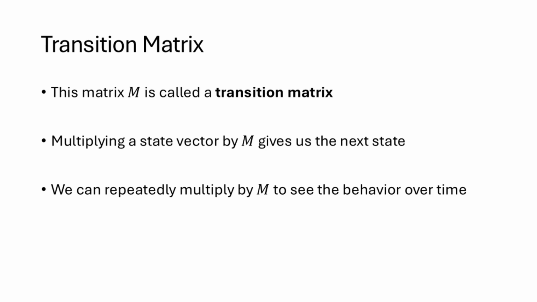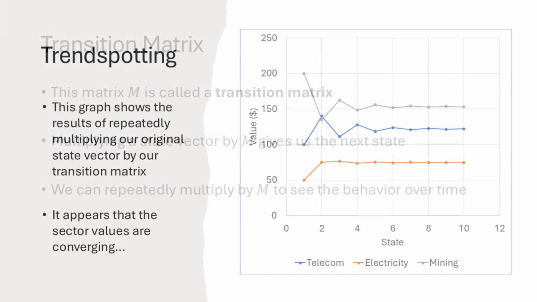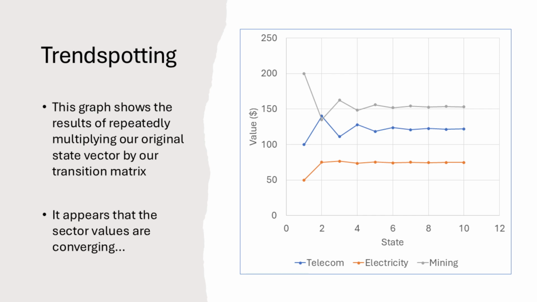We can multiply M by our vector over and over and over again to see what happens over the course of time. So I've done that here, and I'm showing you the values of the first 10 states, again starting with our same values: mining being worth 200, telecom being 100, and electricity being 50. What we should notice is that over time, the values are settling down, and this is the equilibrium that we were talking about earlier.